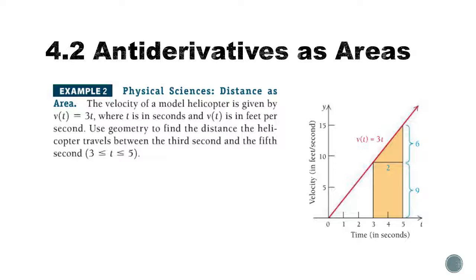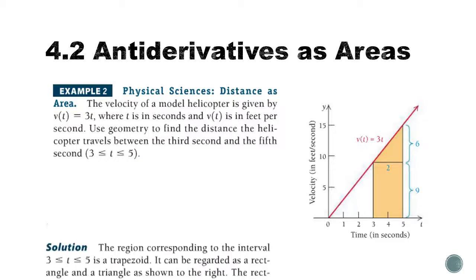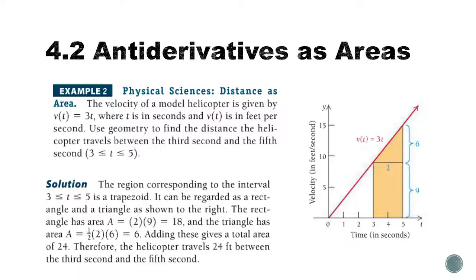The area of the rectangle is going to be 2 times 9, which is 18. And the area of the triangle is going to be 2 times 6 times 1/2, which is going to be 6. So 18 plus 6 is 24.